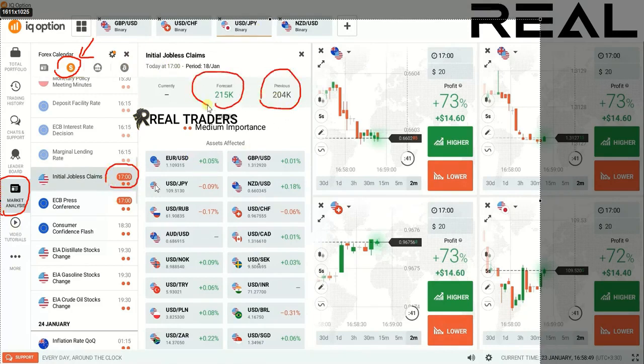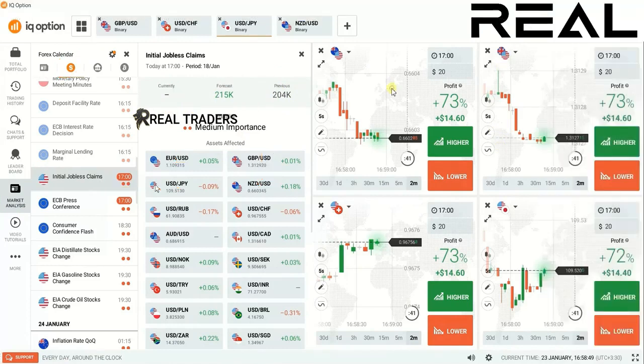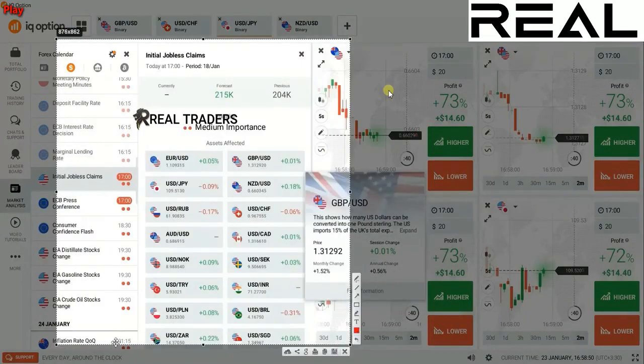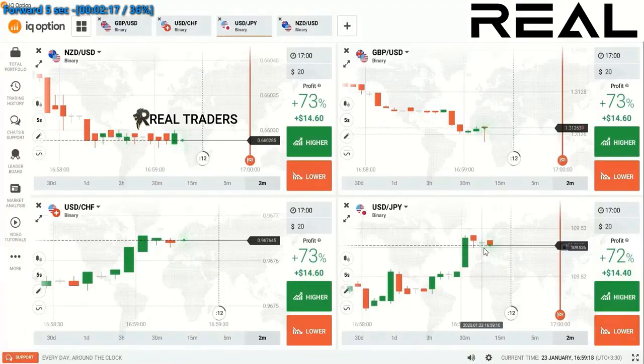I check the forecast and it is showing us news about USD. It is showing us the price of the USD will go up, it will increase because it is green. It is more than the previous. You can see here it is more than the previous, so the price will go up and we can trade here.